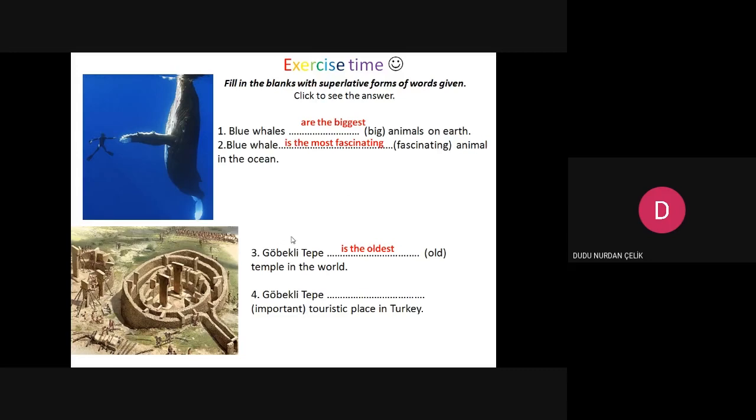And also, Göbekli Tepe is the most important touristic place in Turkey. Important is a long syllable word, so we say the most important.